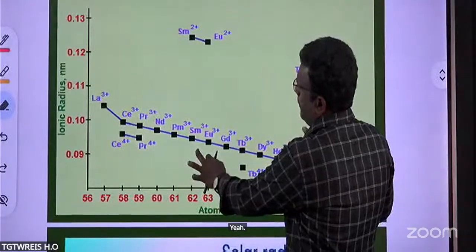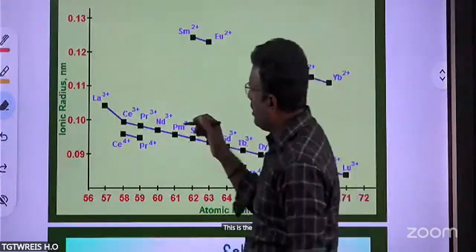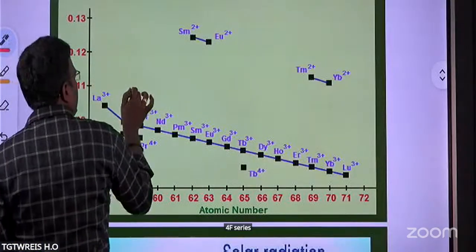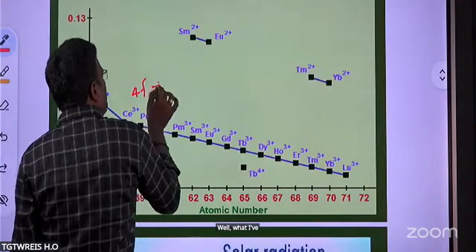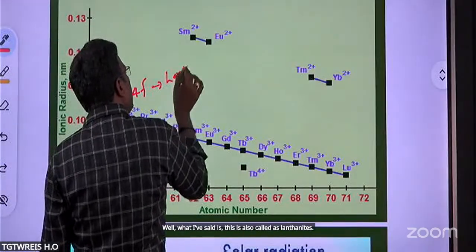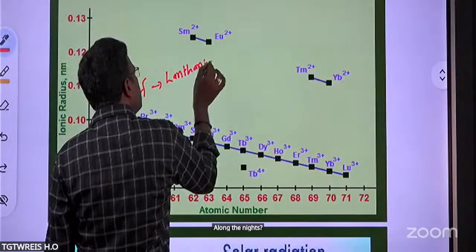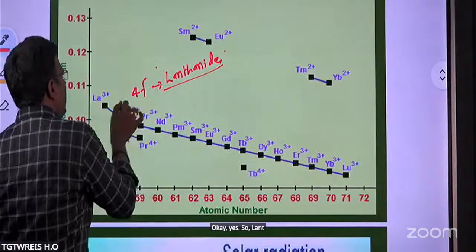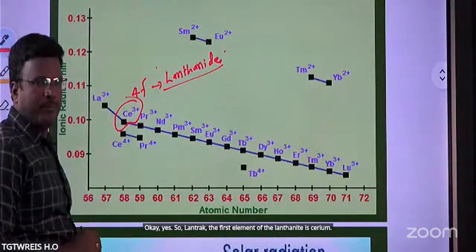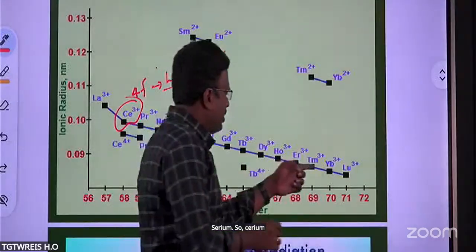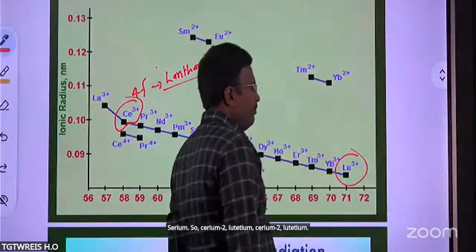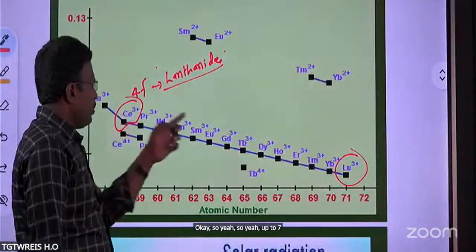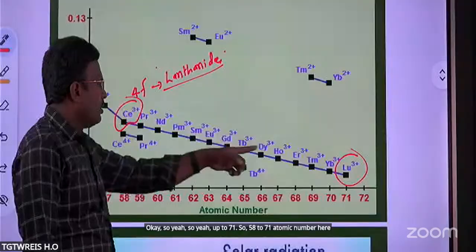Next series, see, this is the 4F series. This is also called the 4F series. What is called the 4F series? This is also called lanthanides. Okay. So the first element of the lanthanides is cerium. So cerium to lutetium, atomic number 58 to 71.